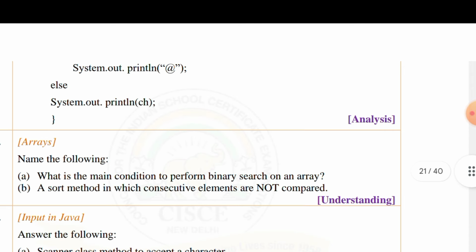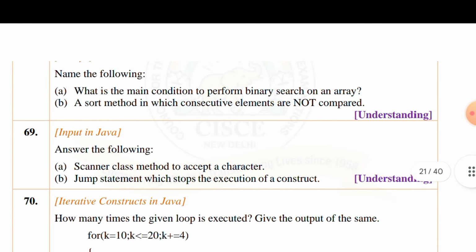Moving towards question number 68. Name the following. What is the main condition to perform binary search on an array? See, the very first thing is that the array must be sorted. It must be sorted. Otherwise, there is no use of binary search. Second, a sort method in which consecutive elements are not compared. See, consecutive elements are compared in bubble sort. So here it will be what?